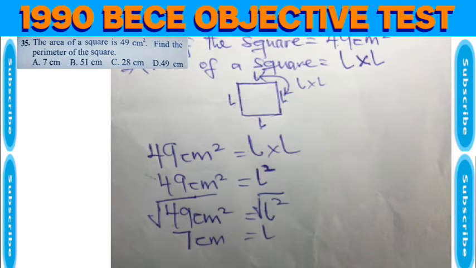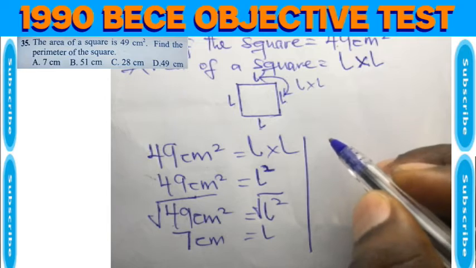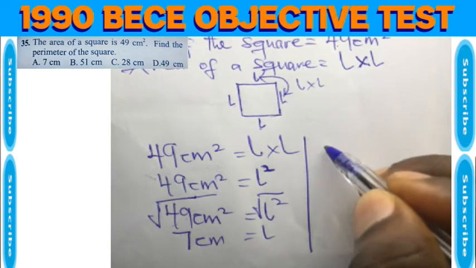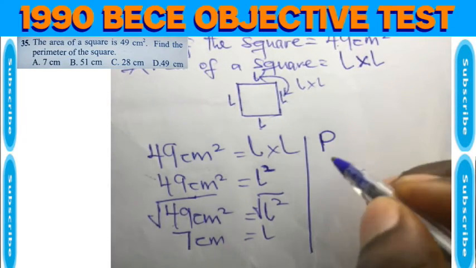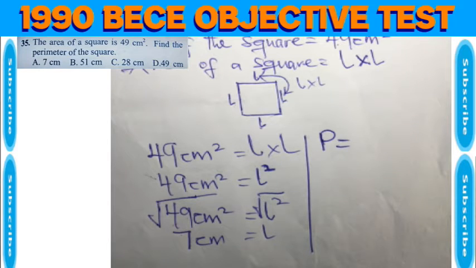So to find the perimeter, the question demands that we find the perimeter of the square. Let's use P to represent the perimeter of the square. So if P is the perimeter of the square, that will be equal to, what formula do we use to find the perimeter of a square? It is 4L, or 4 times the length of one side of the square.